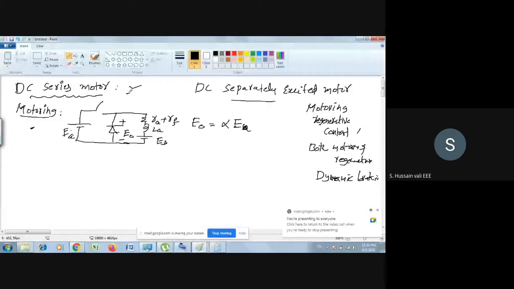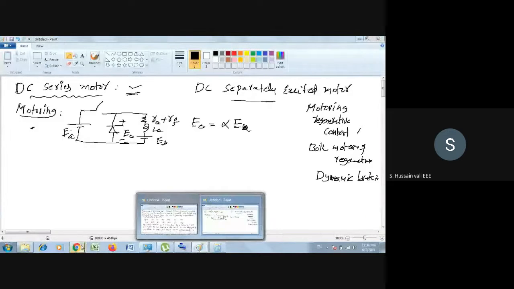Whenever you find any problem, stop me there and tell me. Okay. So now, see here, what I said just now is the separately excited DC motor.